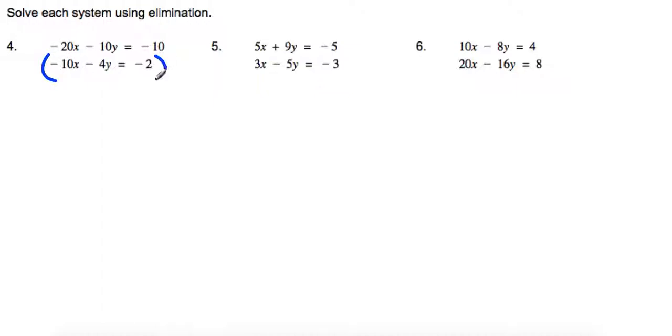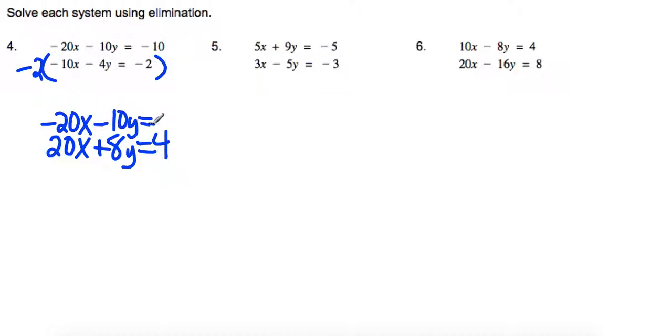I'm going to multiply this entire equation by negative 2. So that bottom equation becomes 20x plus 8y equals 4. The top equation I did not do anything to, so I'm just going to rewrite that. And now that I have opposites, negative 20x and 20x, I'm going to combine these two because those cancel out. And then negative 10y and 8y is negative 2y. Negative 10 plus 4 is negative 6. And now I have a really simple equation to finish solving.